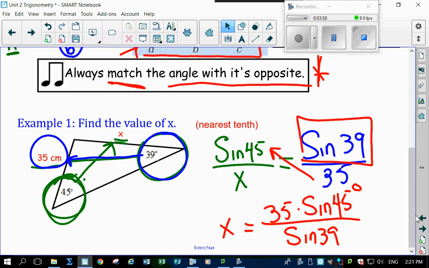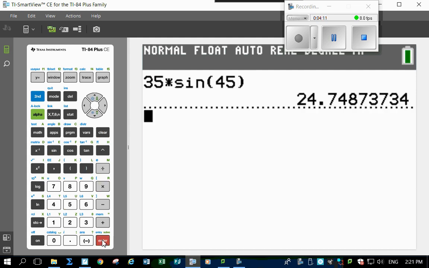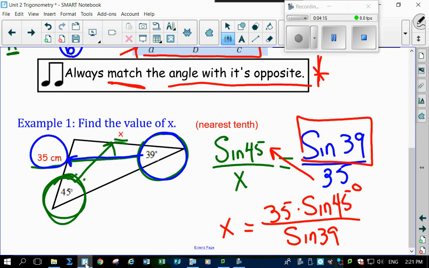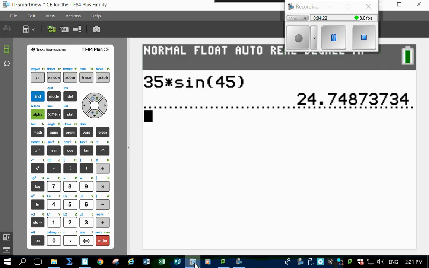Well, how do I do that in a calculator? Well, let's see. 35 times sine of 45. I'm just going to bring up my calculator. 35 times the sine of 45. Got it. Enter. Gives you that ugly number. Now, look what's left. You've just figured out this top part. You've got to divide by sine of 39. Okay. Divide by sine of 39.